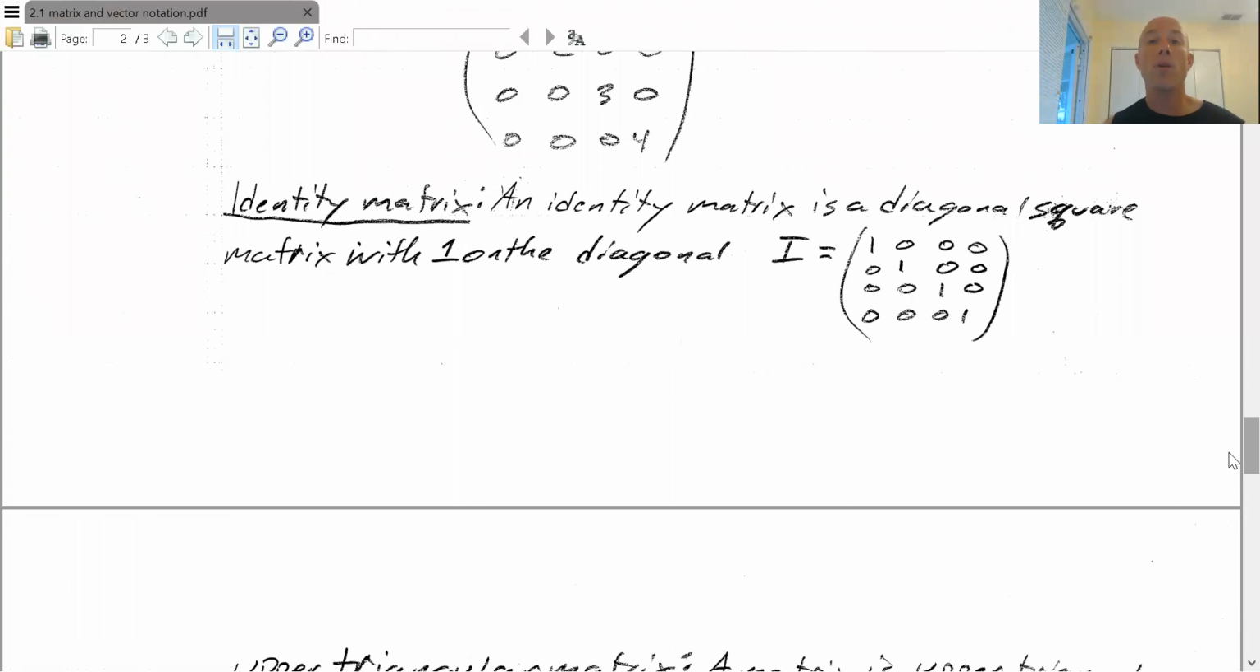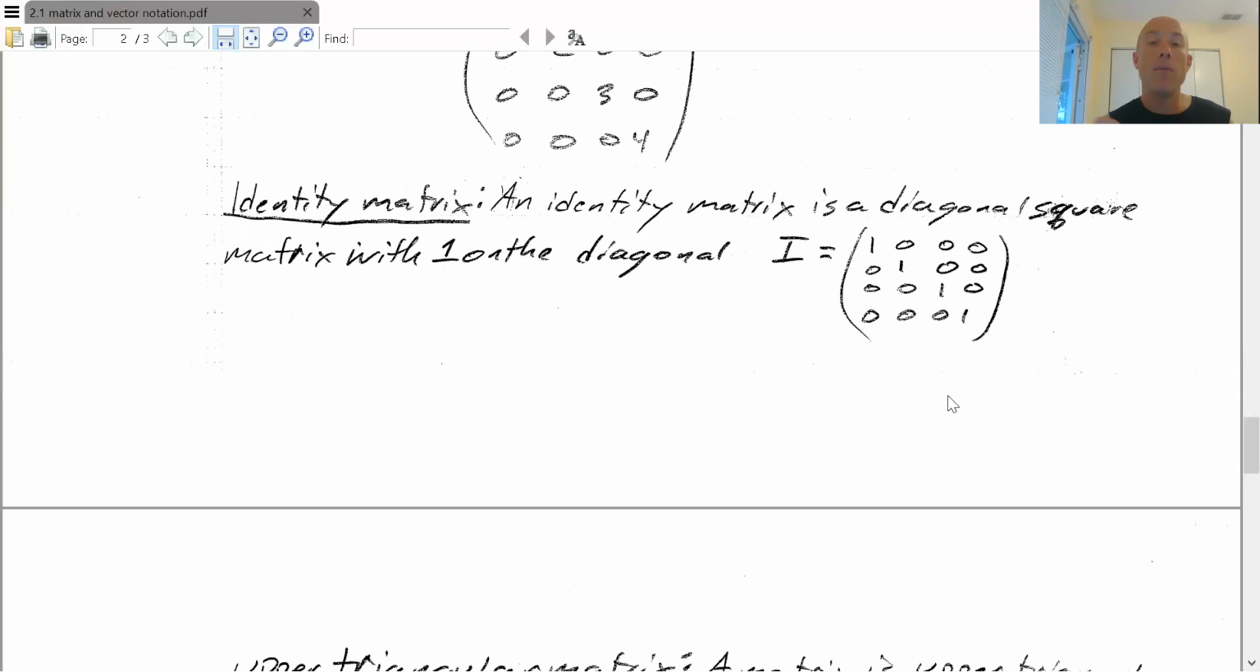Now, another important type of matrix is called the identity matrix. So this is a diagonal matrix that has 1 on the diagonal and 0 off of the diagonal. So you can see along the diagonal, first row, first column, second row, second column, third row, third column, fourth row, fourth column, I have all 1s. Now all the entries off the diagonal are 0.